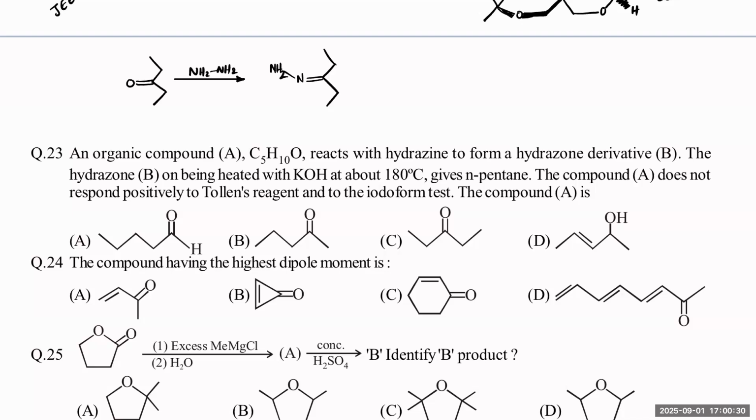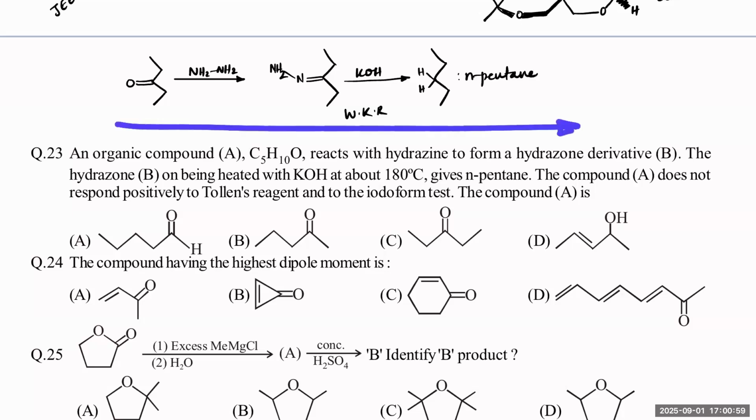And you notice that this, when heated with KOH, have you noticed that this is nothing but Wolff-Kishner reduction? So in Wolff-Kishner reduction, what do we get? We will get this as an alkane. So that means you'll get H and H. So what are we getting? This one is N-pentane. So this is the reaction given.